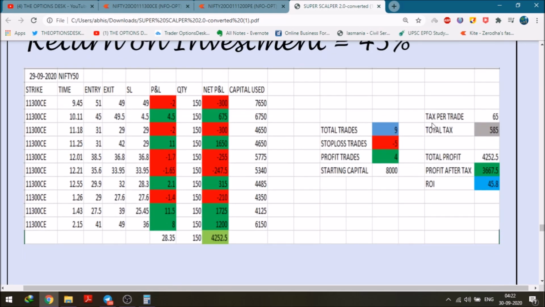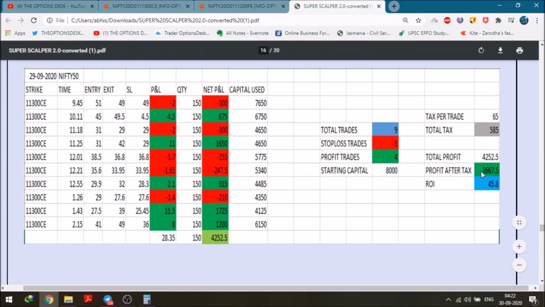Now, total 150 quantities. I just checked on Zerodha, and the tax per trade for 150 quantities is 65 rupees, meaning the buy and sell orders total 65 rupees. So the total profit that I got is around 28.35 points: 11.5 I fetched here, 11.5 here, 4.5, 2.1 and 8 points. The total profit was 4,252 and after tax was 3,667. I started with capital of 8,000 and I got a 45.8% return.